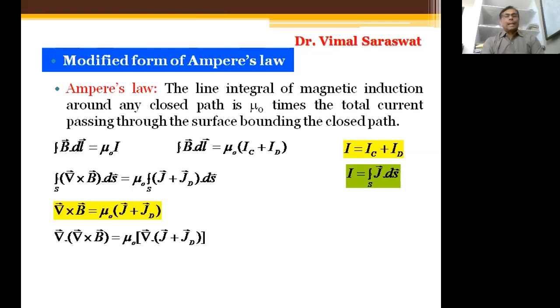Now, if we take divergence on either side, so divergence of curl B is equal to mu naught times divergence of (J plus Jd), but divergence of curl of any vector quantity is always 0. So divergence of curl B is equal to 0. So 0 is equal to divergence of (J plus JD), or divergence JD is equal to minus divergence of J.